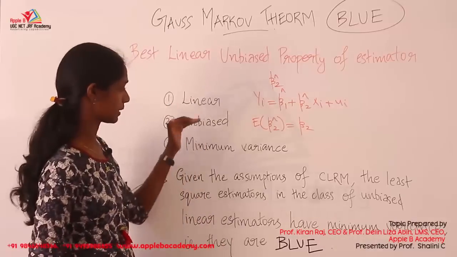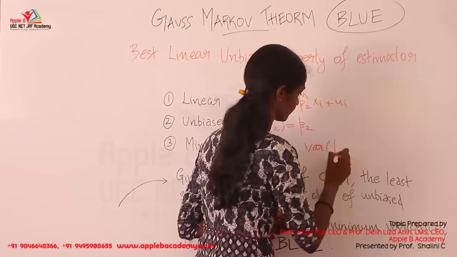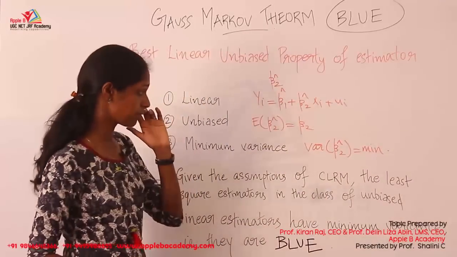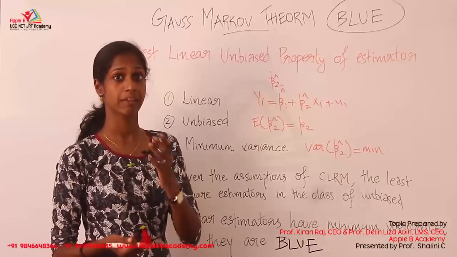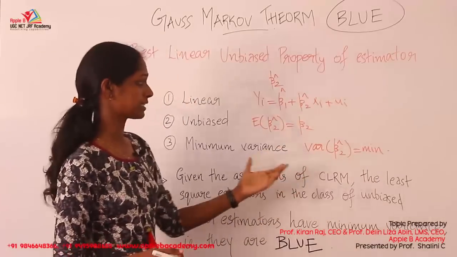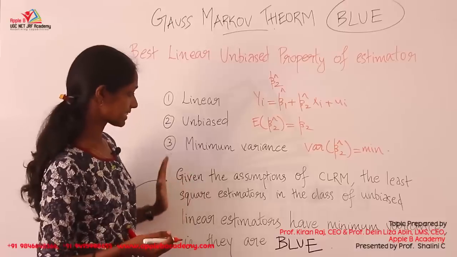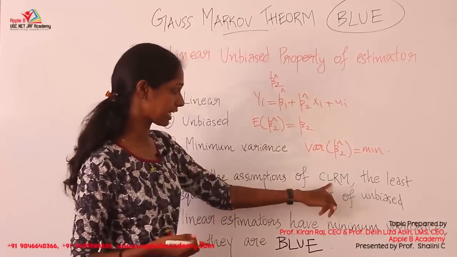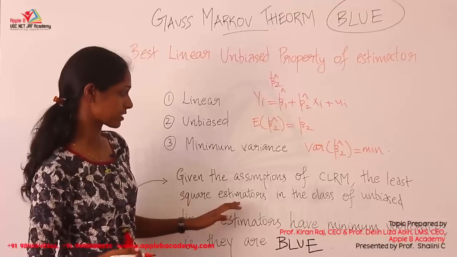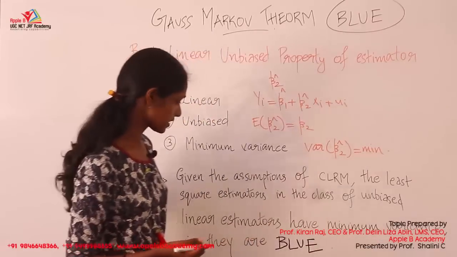So it's linear, it's unbiased. And the third property is minimum variance. The variance of beta 2 cap in this model should be minimum. This minimum variance property is otherwise called efficient. So either it has minimum variance or the parameter beta 2 cap is said to be efficient. The Gauss-Markov theorem or BLUE basically states that given the assumptions of CLRM, that is the classical linear regression model, the least square estimators in the class of unbiased linear estimators have minimum variance. That is, they are BLUE.